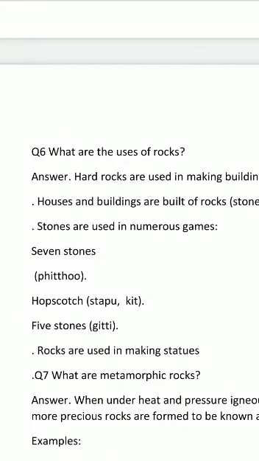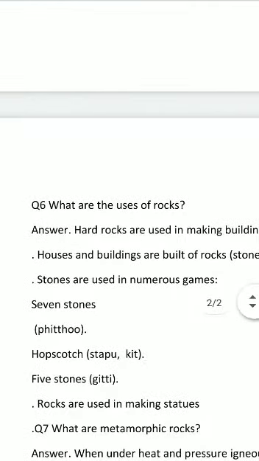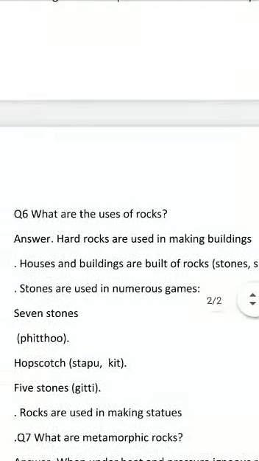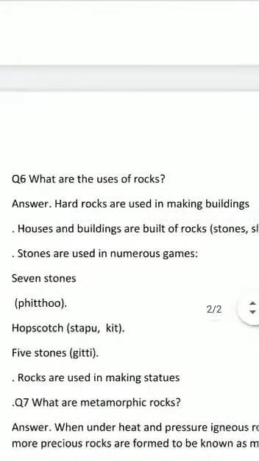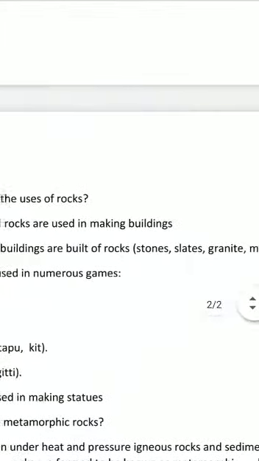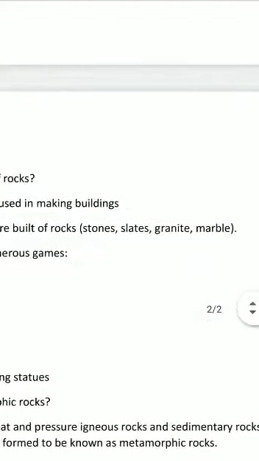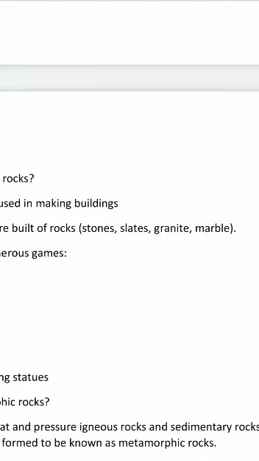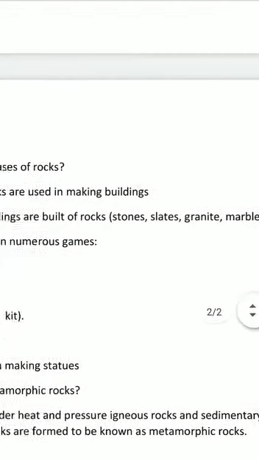Next question, what are the uses of the rocks? So we use rocks in our day-to-day life for various purposes. So what are the uses? See, hard rocks are used in making buildings. Houses and buildings are built of rocks, like the house in which you live. Stones, slates, granite, marble, etc. are used.